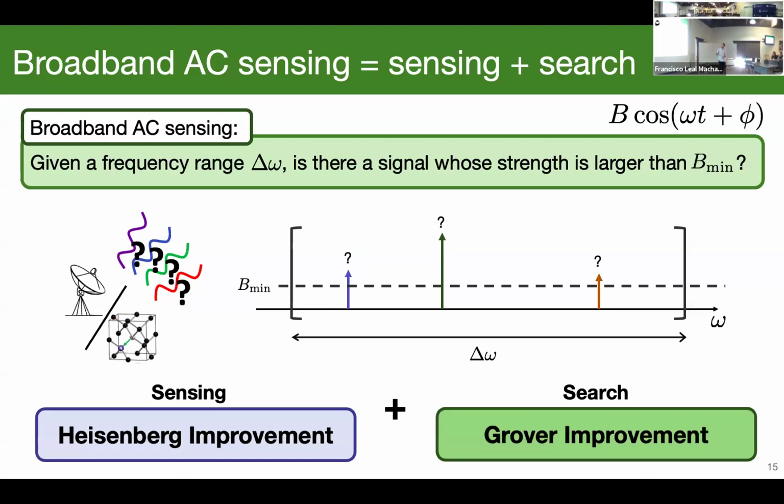Okay. So let's go back to the problem. The key insight I alluded to is that this rapid-based sensing is a combination of sensing and search. And I already told you exactly how this sensing improvement comes to be from the use of correlated quantum mechanical correlated states of our sense.